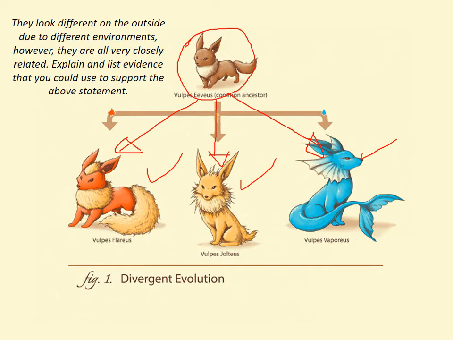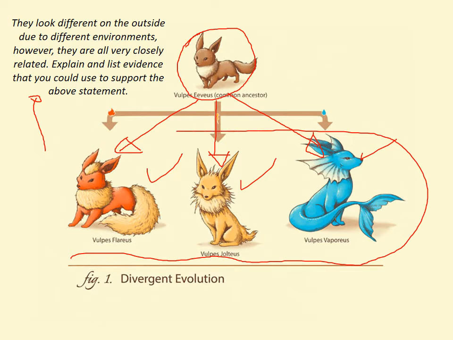Now, here's a good reflection question to think about. These different species look different from each other, yet they are closely related. Now, they look different because they're in different environments, but what could you do to support the idea that they are closely related to each other? If you were an evolutionary biologist studying these organisms, what type of evidence would you look for to show that they are all closely related to each other?